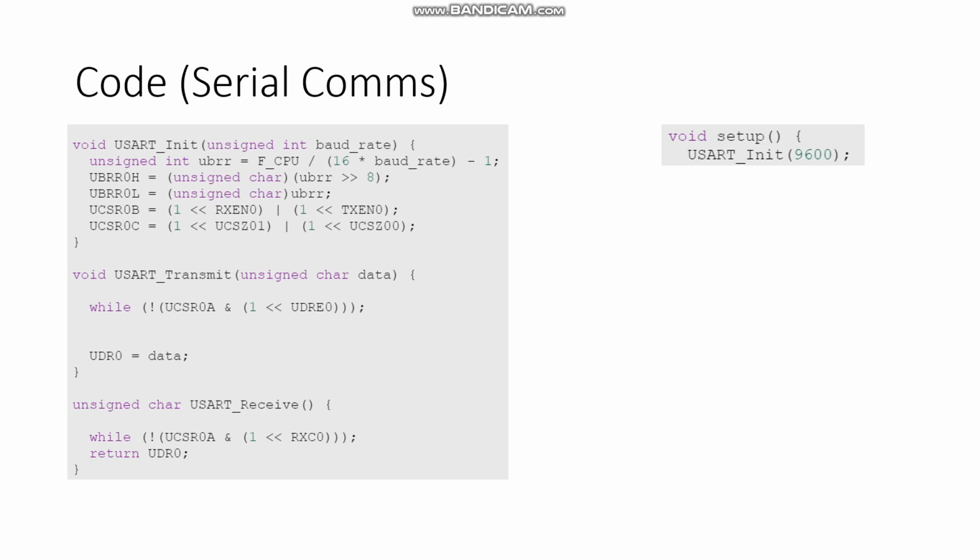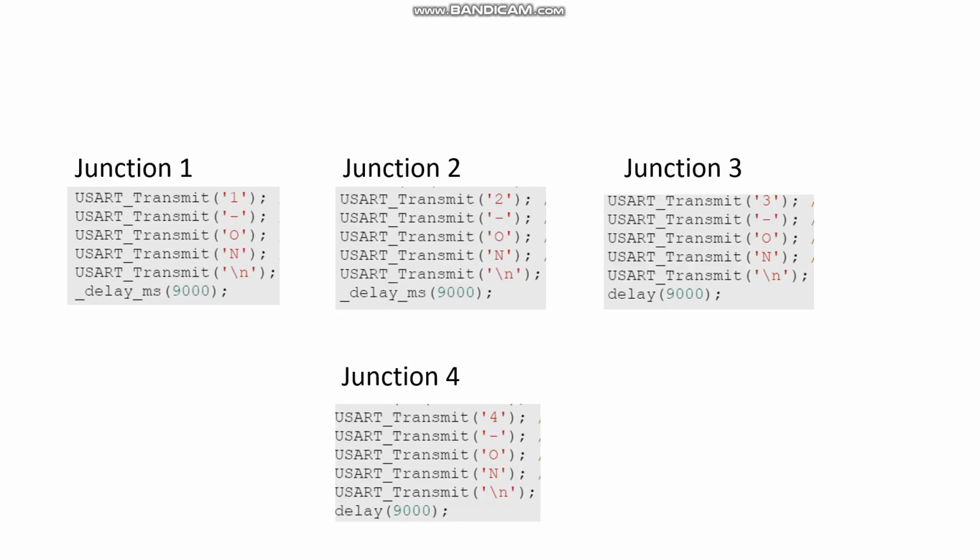the frame format. The code in the while loop is used to wait for data to be received, and UDR0 is used to put the data into the buffer and send it. The code in the second while loop here is used to wait for data to be received and return UDR0, to get and return received data from the buffer. These are the codes that are included in each junction for the serial communications to work.